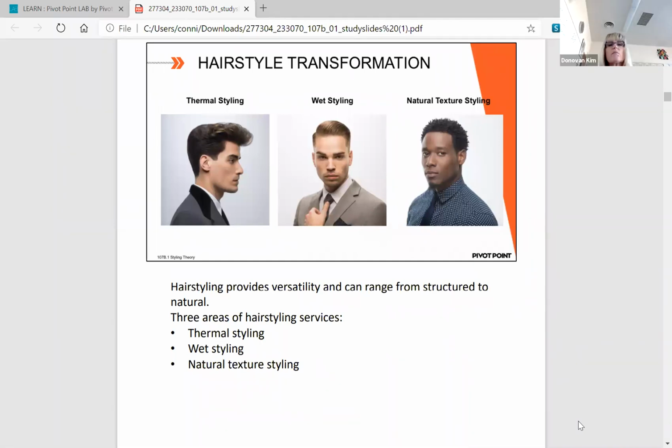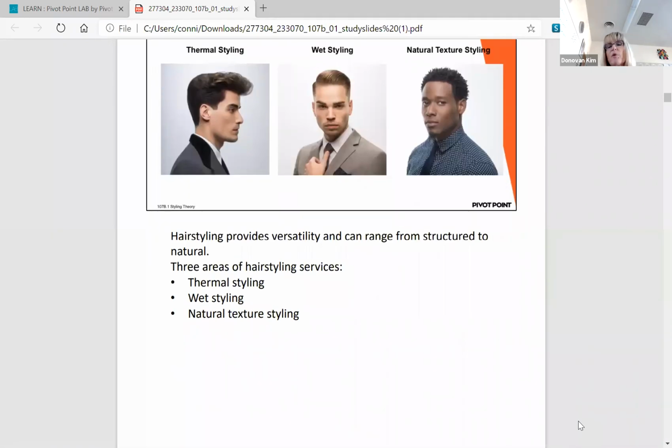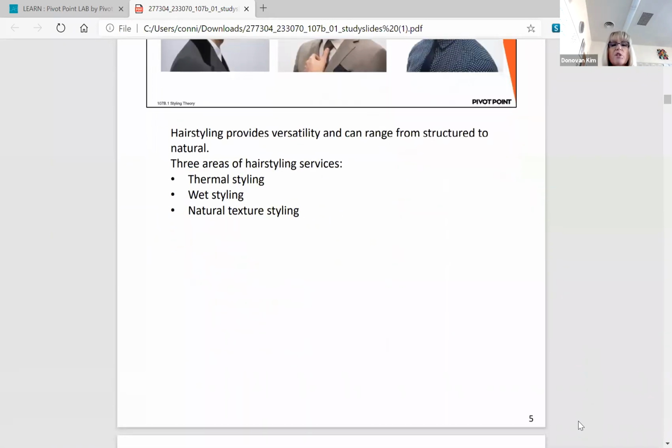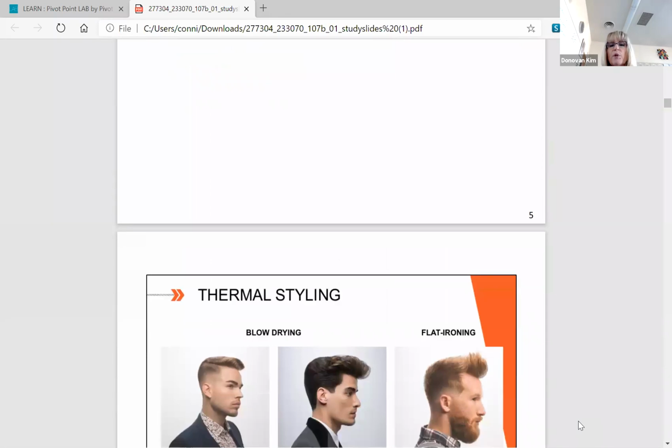So these 3 types of hairstyling right here. You have thermal styling, wet hairstyling, and natural texture styling. Okay, those are the 3 types of styling that we have. Well, we have more than that, but that pretty much covers most of what we're doing.